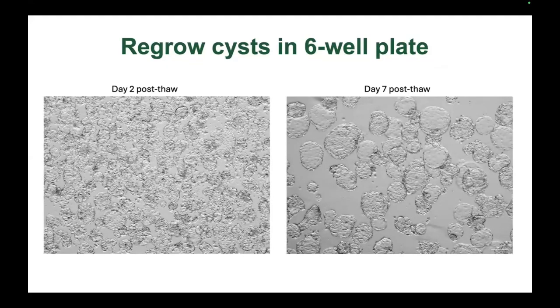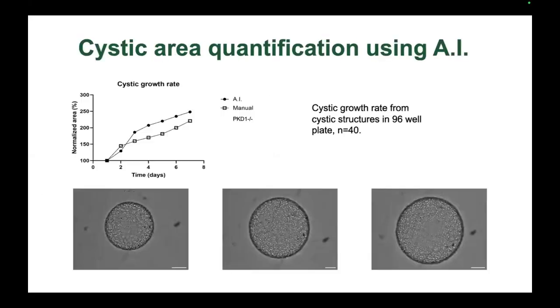And we can also grow in 6-well plates. So here's the day 2 post-thaw. You can see a large cluster of epithelial cells, and they're all over the place. By day 7, you can see a nice balloon cystic structure, and this is a nice promising view to show that the cysts are continuing to grow in the 6-well as well.